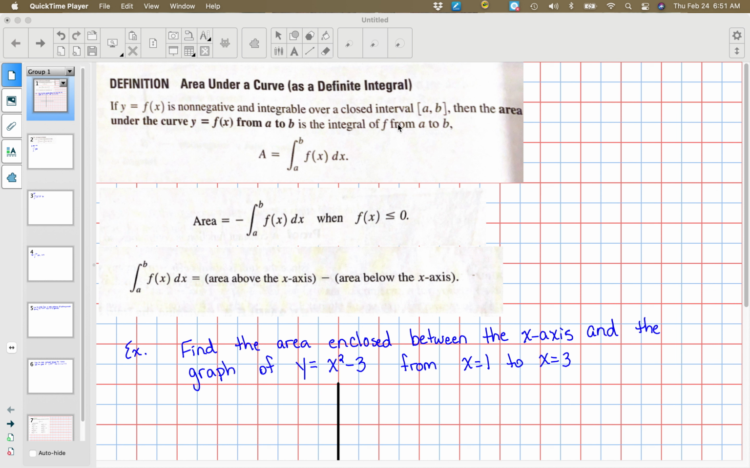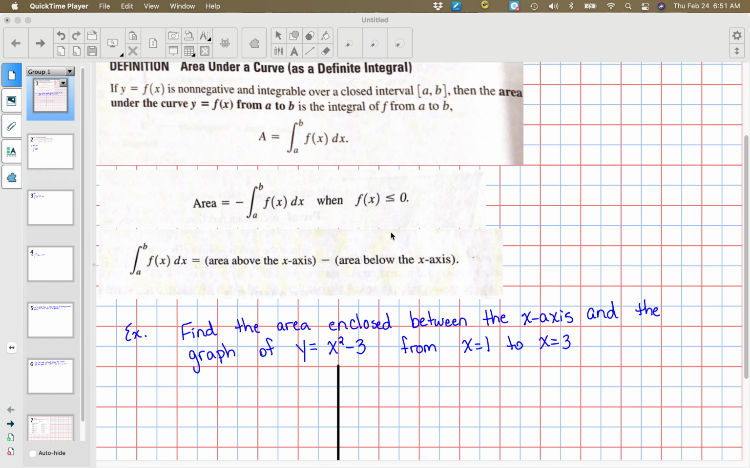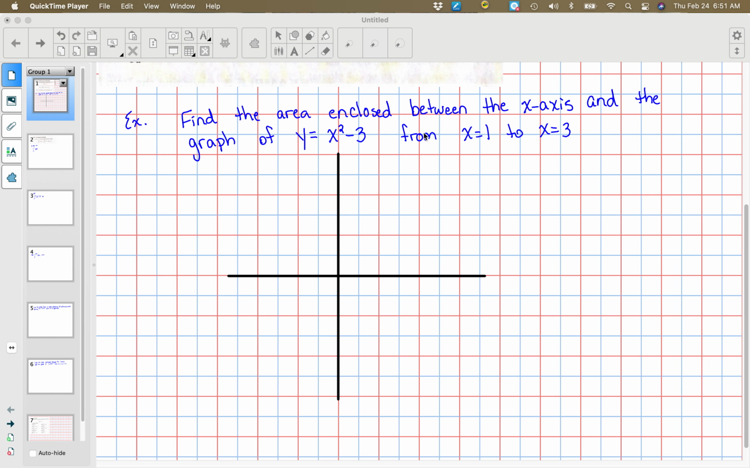If the function is entirely below the x-axis, so that would be represented here, f of x is less than or equal to 0, then if you wanted the area, it's just the opposite of whatever you get when you do the integral. If part of the area is above and part of the area is below and you want to evaluate the integral, then you can subtract that. So I want to kind of illustrate this idea here.